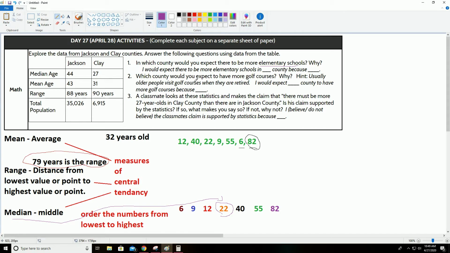Which county would you expect to have more golf courses? I said country, I said county, I meant. So if you've never played golf, golf is a game where you use a metal stick to hit a little ball. I'm sure most of you have heard of golf.